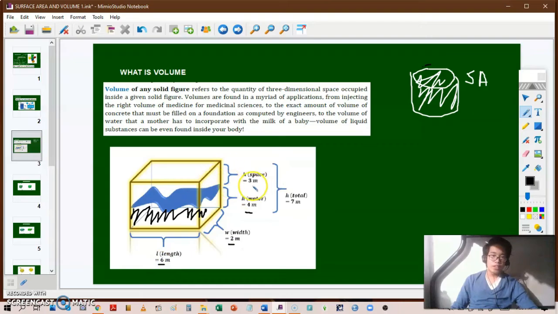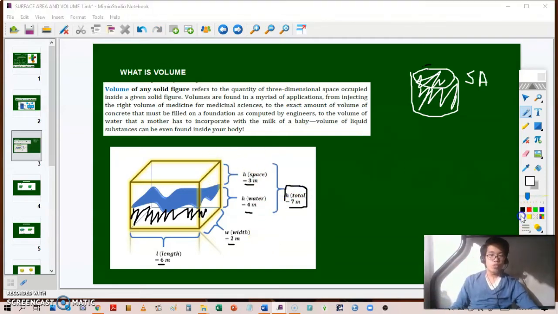And we have an additional height space, the empty space above the water, which is 3 meters. If you add 3 and 4, you get a total of 7 meters for the height of the rectangular prism. So first we want to know the volume.